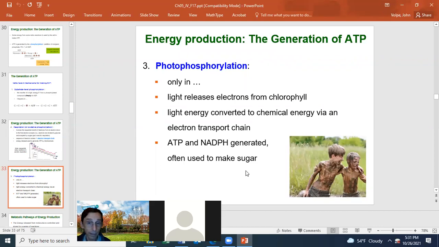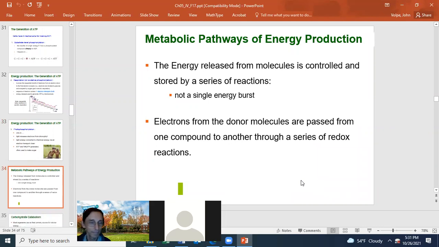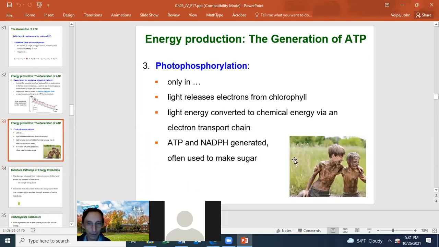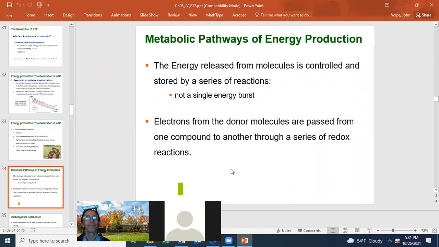Any question about any of that? And this is a picture showing you some photosynthetic organisms. That's why they're so muddy. Only kidding. Although there are photosynthetic organisms in the background. Any question about any of that?